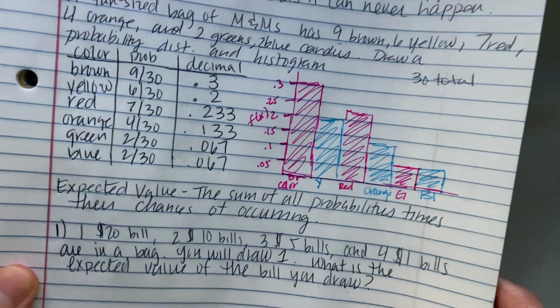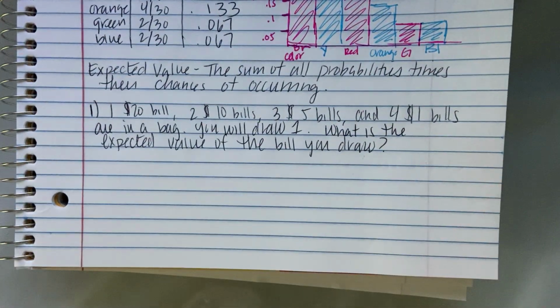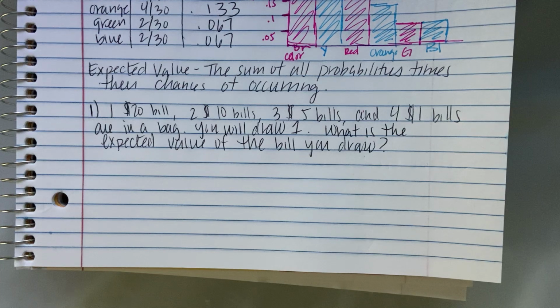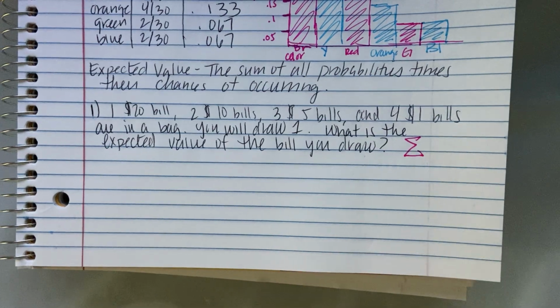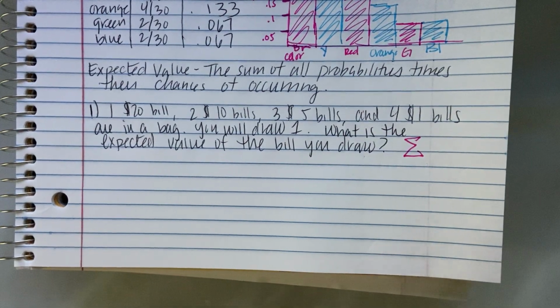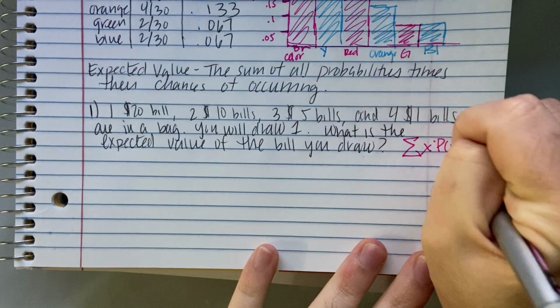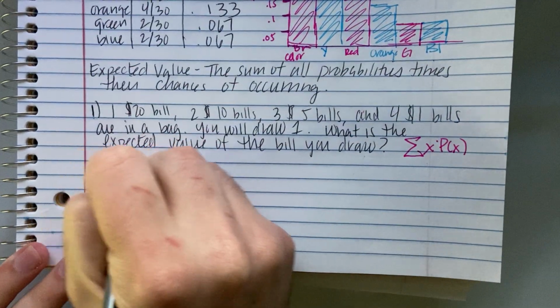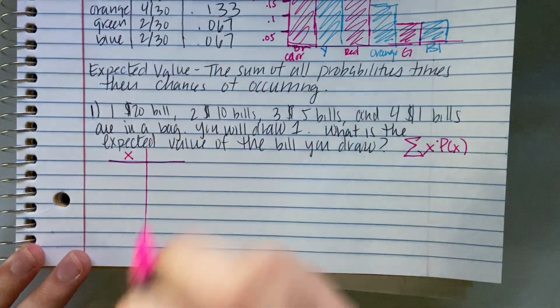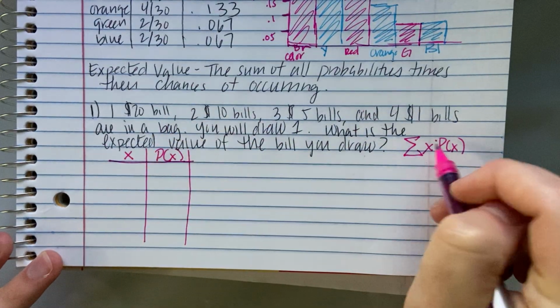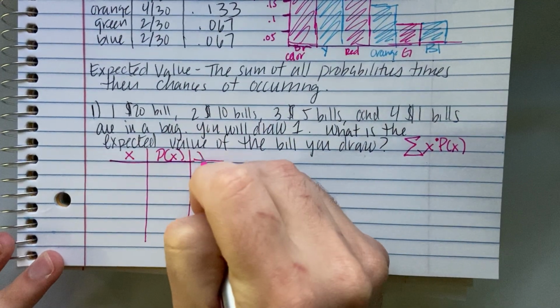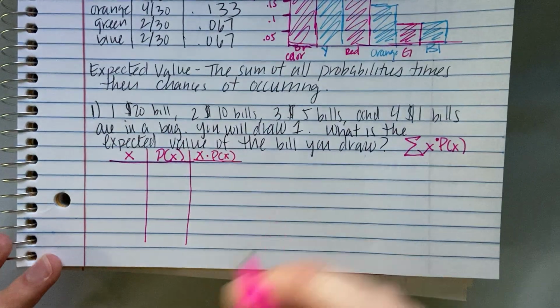So the most basic one is with money. A $20 bill, 2 $10 bills, 3 $5 bills, and 4 $1 bills are in a bag. You will draw one. What is the expected value of the bill you draw? So on your notes, you see this thing. You see the sum. That means the sum of all. And then it says x times probability of x. So we're going to start with an x. That's what is happening. And probability of x is the chance of it happening. We're going to multiply them together. So I'm going to take those two columns and multiply them together afterwards.